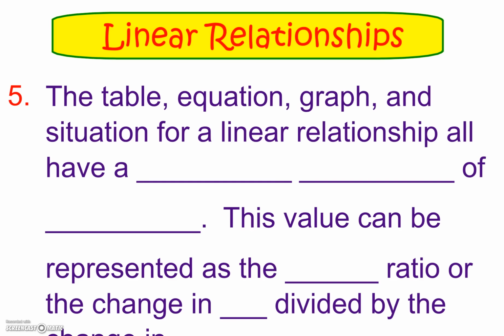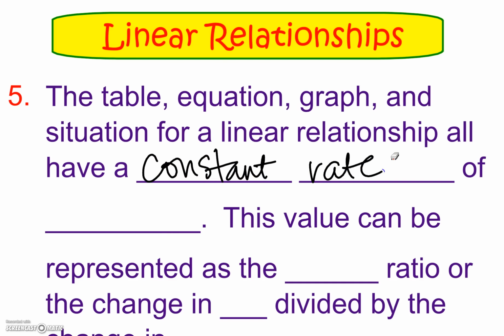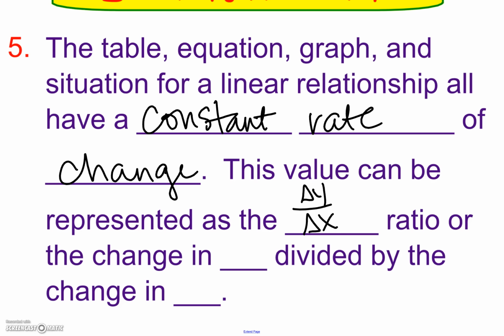The table, equation, graph, and situation for a linear relationship all have a constant rate of change. This value can be represented by the change in y over change in x ratio, or the change in y divided by the change in x. And again, this has been a review of 7th grade math.